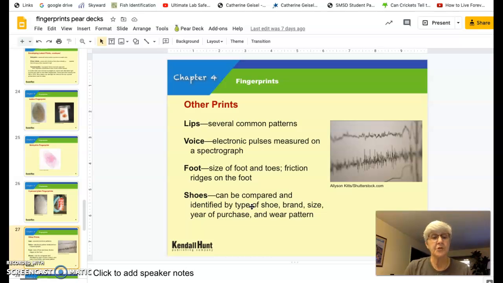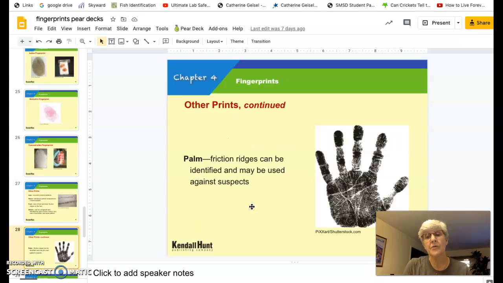Footprint. Shoe prints. We talked about the fact that there's basically an FBI bank that keeps records of the bottom of the shoes, the marking patterns, etc.